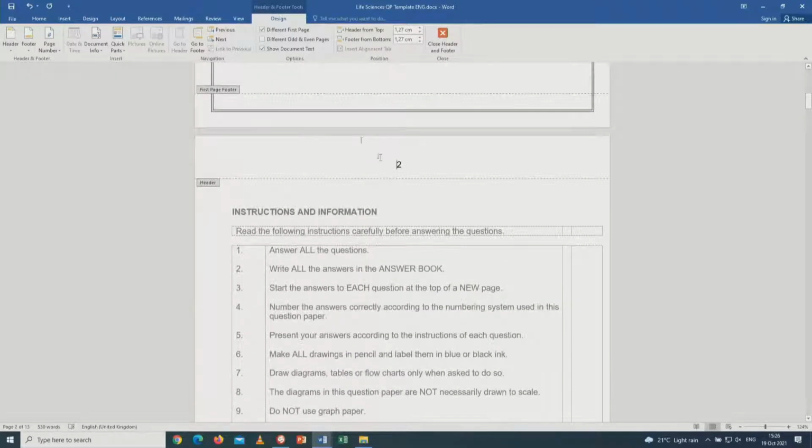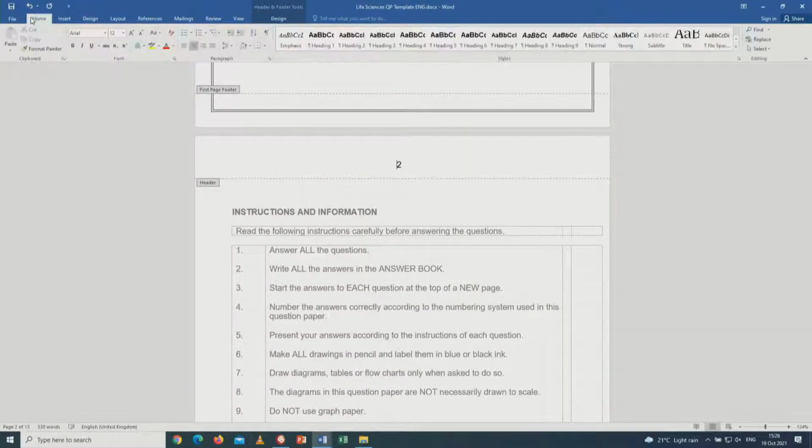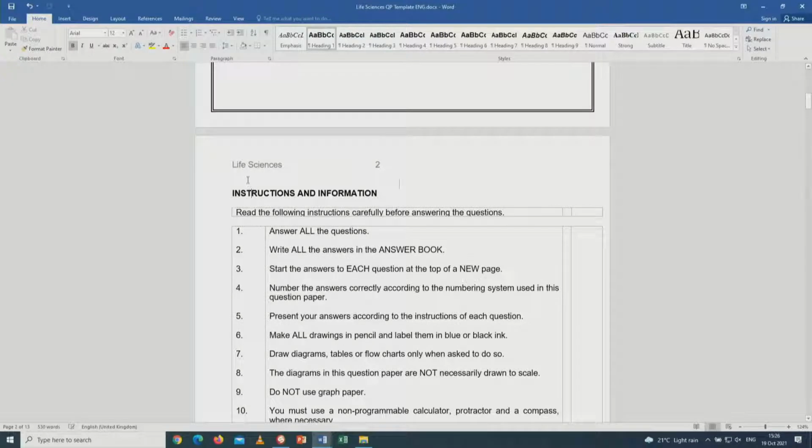After that, I normally go back to my Home on top and I put this page number on the left-hand side, so as not to center it. And then you can type that Life Sciences test story in there. And then with your space bar, you just move your 2 towards the center. If you want to know where the center is, double click outside.